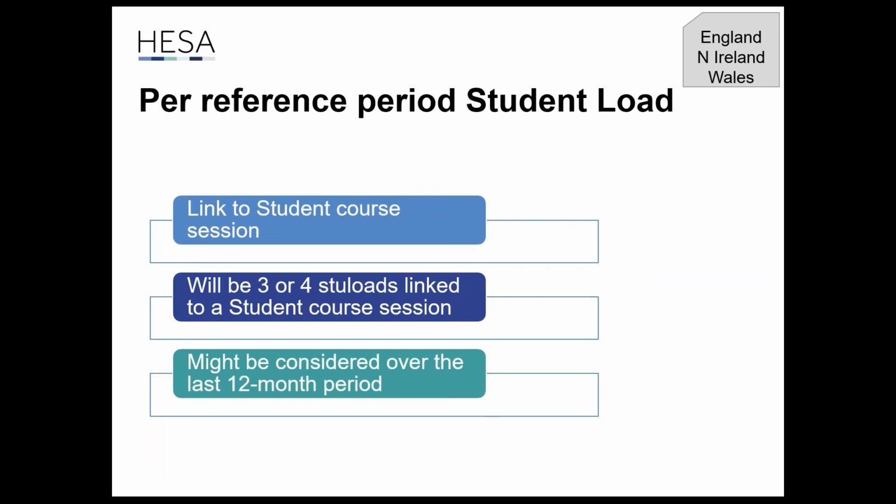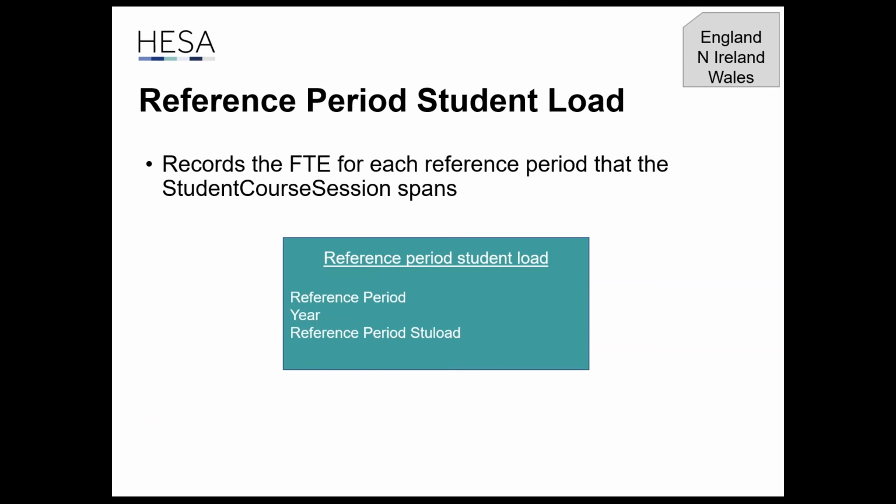In terms of the way this data might be used, it's used over what's happened over the last 12-month period. That is worth knowing. It's actually used as a 12-month block. It's not necessarily going to be published in terms of that specific reference period FTE, and it's what's happening to that student over that 12-month period. In terms of the fields we've got on there, we've got a reference period and a year identifier so that it's really clear which block of time you're returning this student load for. And then we've got the StuLoad figure itself.